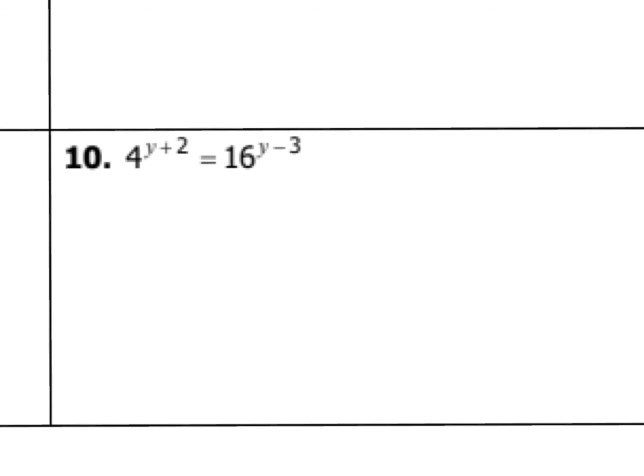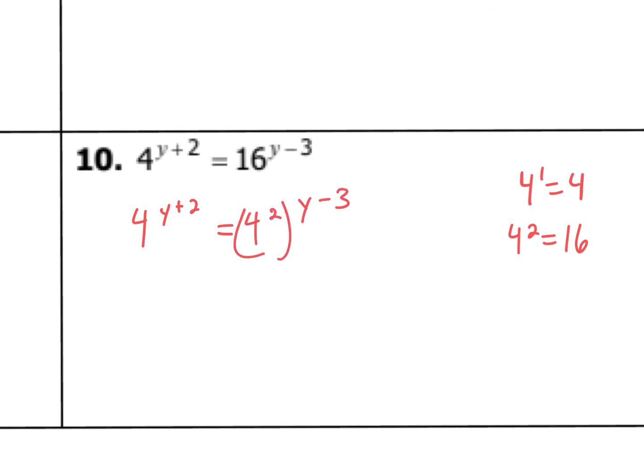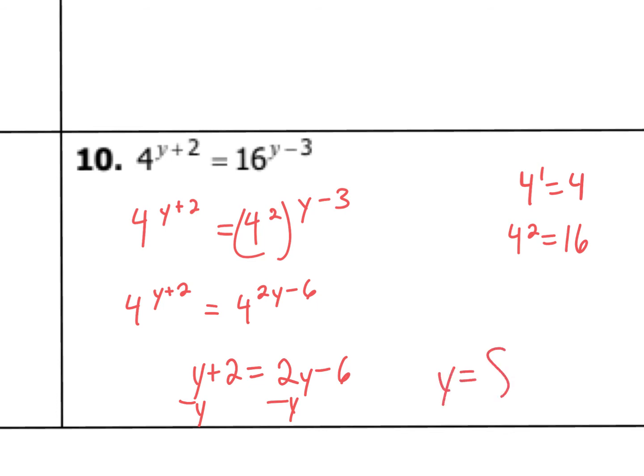Good deal. A lot of us got that one or else we were super close. So 4 and 16, we knew that 4 was smaller, so we wrote the powers of 4 out. 4 squared is 16, okay? So we leave this one alone on the left. This becomes 4 squared to the y minus 3. Then we must do what with that 2? Distribute it, right? So this is the same thing as 4 to the y plus 2 equals 4 to the 2y minus 6. Y plus 2 equals 2y minus 6. Subtract y over, add 6 over, and y equals 8.